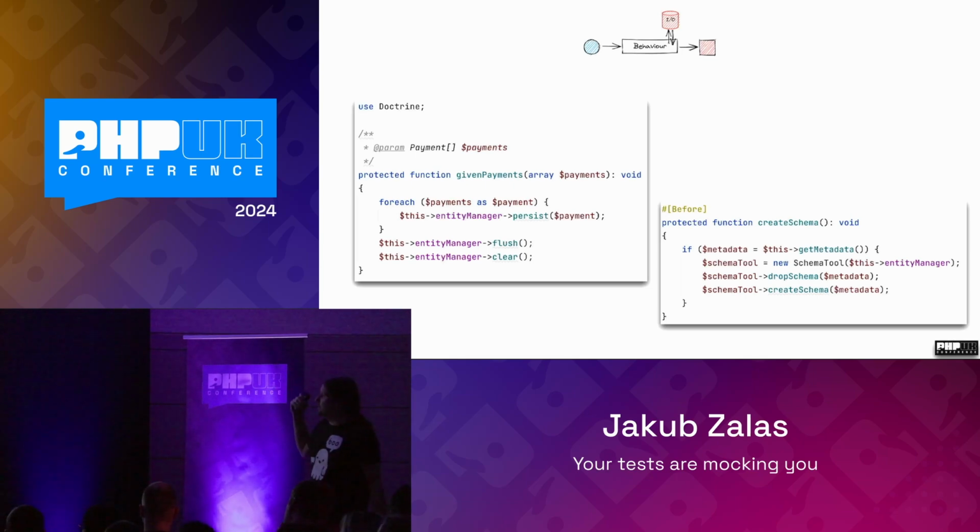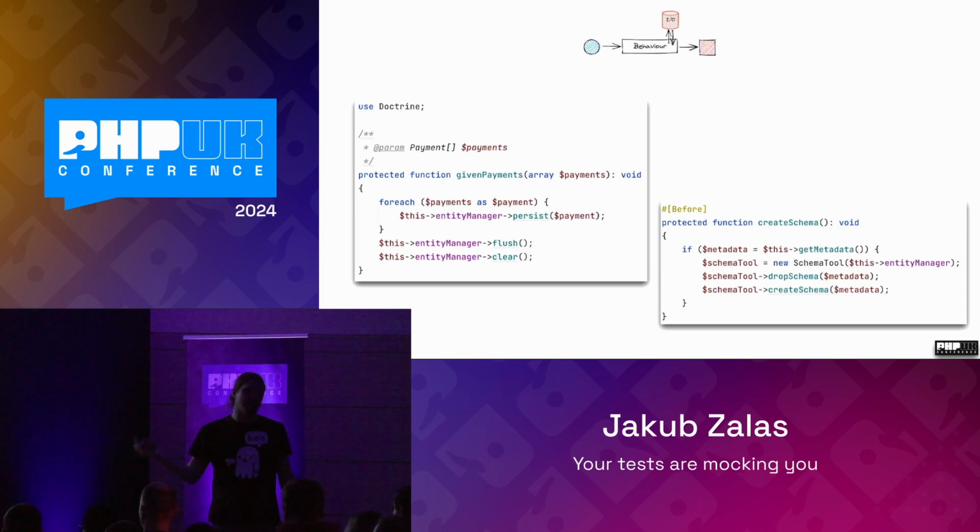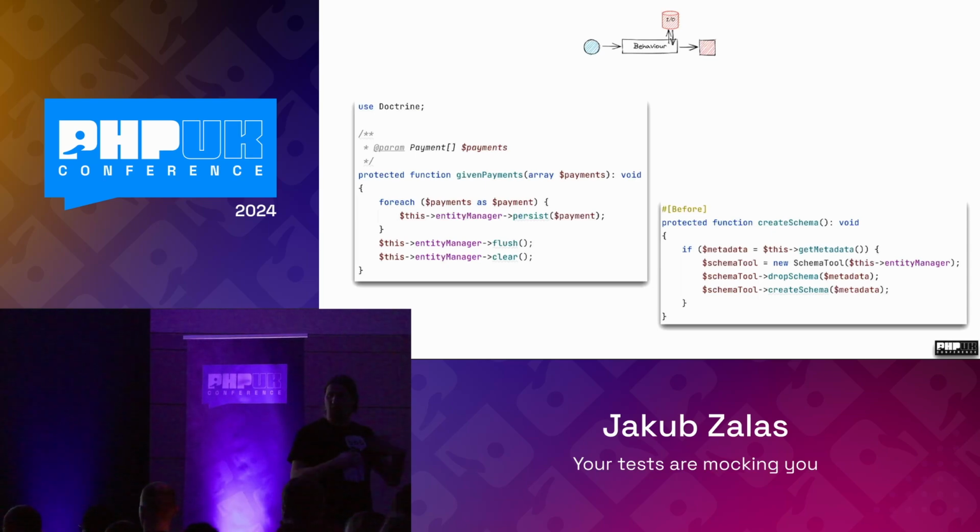This is an example using the Doctrine Entity Manager, so we use the Entity Manager to persist some data into it, and then we are ready to actually write the test to probably read some data or write some data to the database.